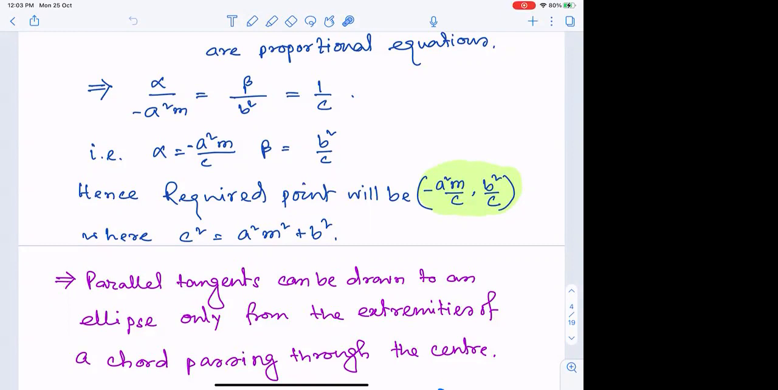While considering tangent, we have concluded that an ellipse can possess tangent of every possible slope, and there will be two tangents of same slope, and hence parallel tangents exist. And now with the last result, we have concluded that parallel tangents can only be drawn from the extremities of a chord passing through the center, or on the reverse, we can say the same conclusion that chord of contact of parallel tangents is definitely a chord passing through center.